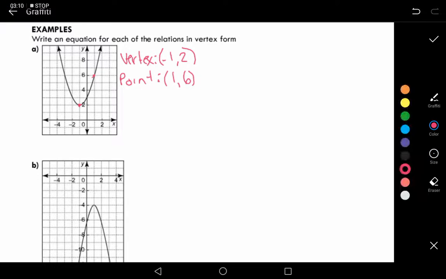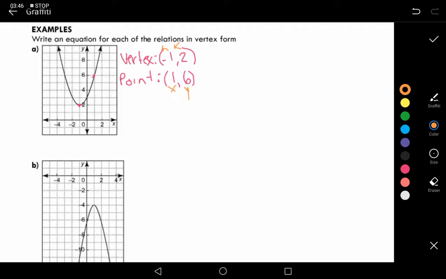Your second step here is going to be to label those points. So we know our vertex is (h, k), right? So -1 is h and 2 is k. So we already have that information. Okay, the other information we have is a point. Well, any point has an x and a y coordinate. So we can say x is 1, y is 6. So knowing that information, we're going to be able to solve for a. Okay, so notice how we don't have an a value there, right? But we do have a value for everything else.